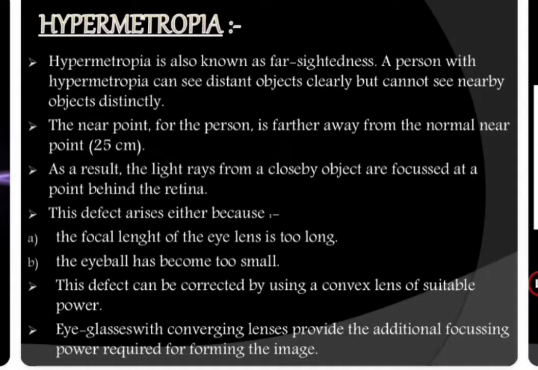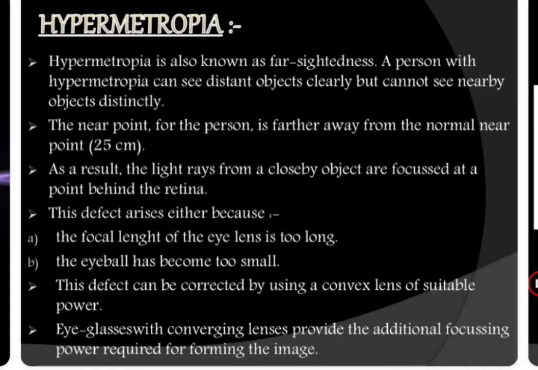It does not form on the retina; it crosses the retina and falls behind it. So obviously, when an object is in front of your eyes, you can't see it. So why does this defect happen? This defect happens basically for two reasons. The focal length of the eye is too long, so you can't see, or the eyeball has become too small, so you can't see.